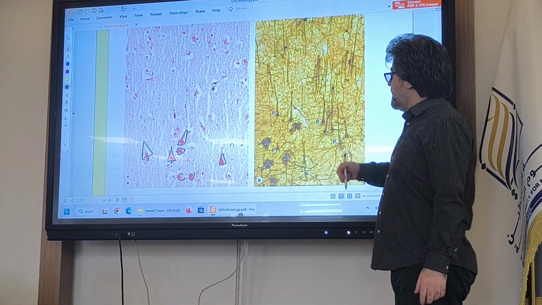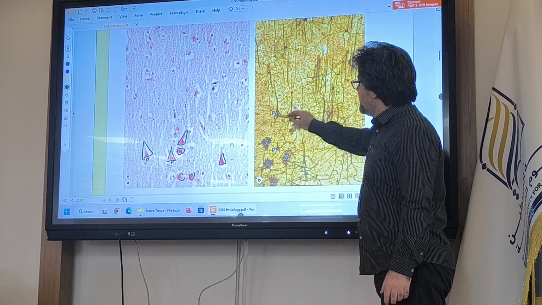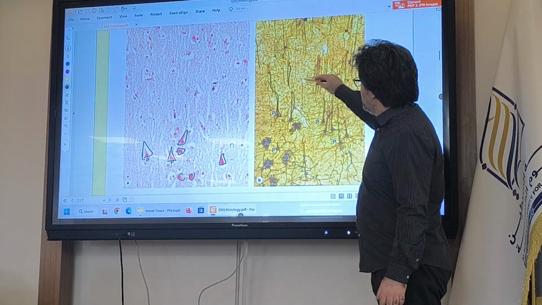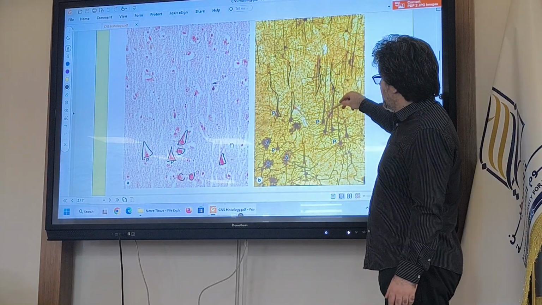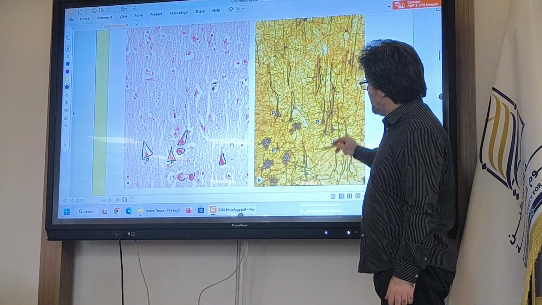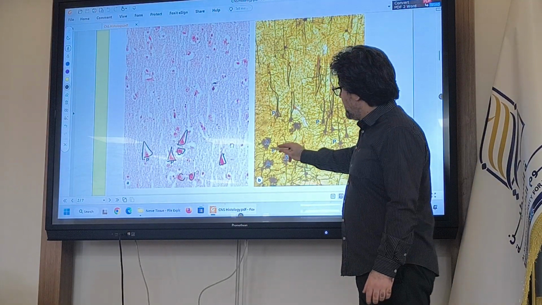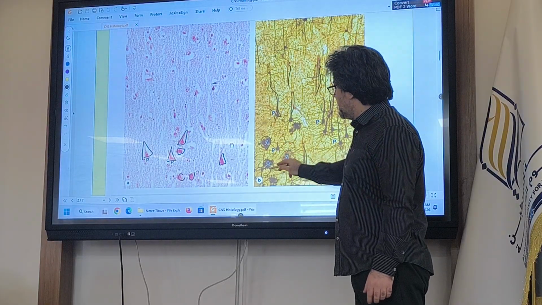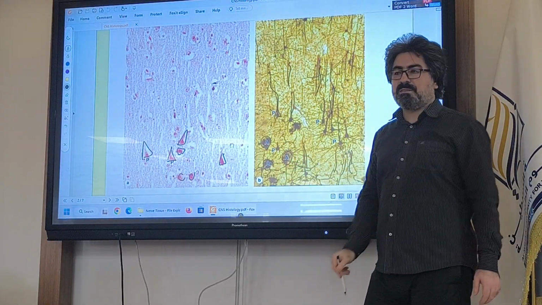This is another staining where you can see pyramidal cells, and these are dendrites. All of these are dendrites. And near the pyramidal cells, you can see astrocytes. These are astrocytes.